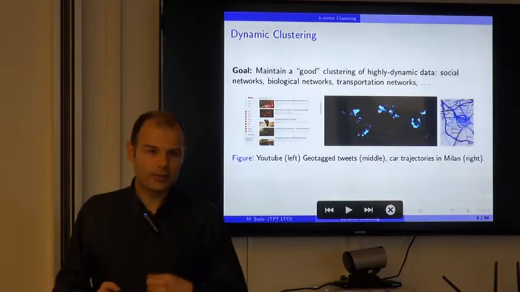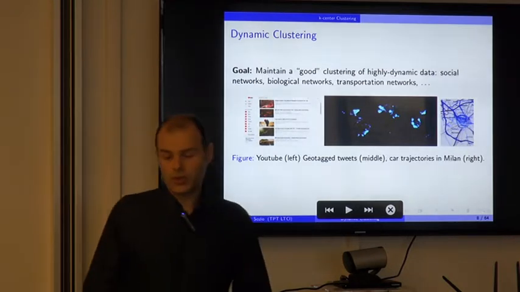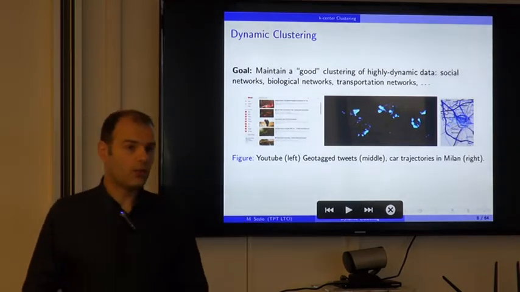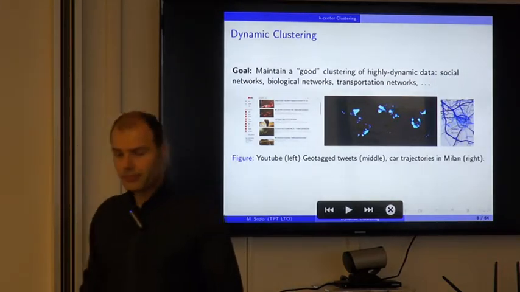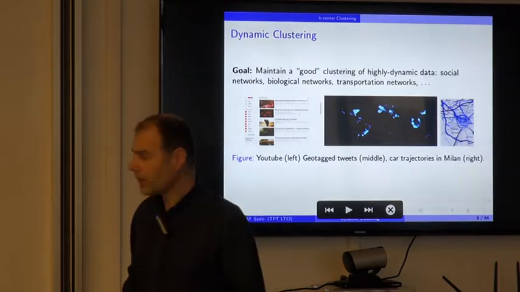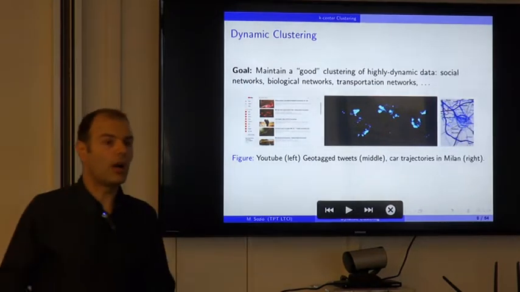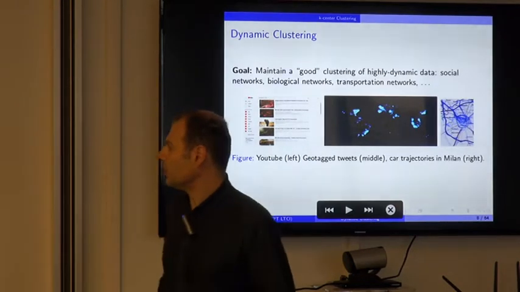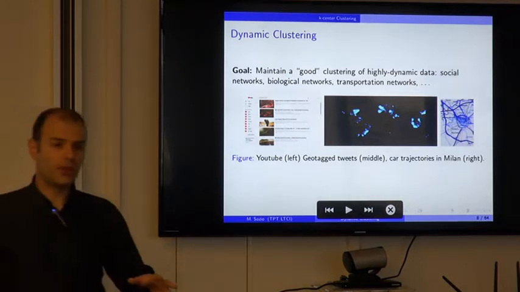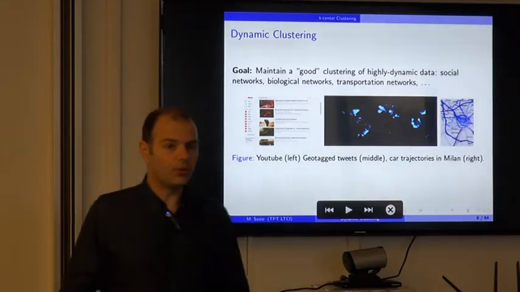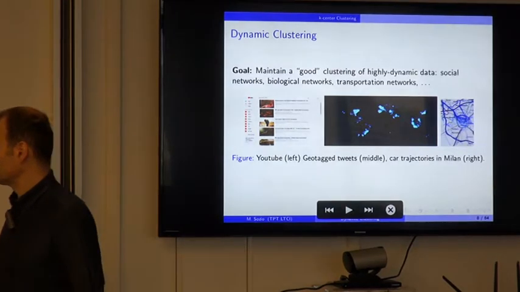So this means that perhaps the problem is not fully understood yet, right? Here we would like to address maybe an even more difficult problem, which is to deal with dynamic clustering. We would like to maintain a good clustering at each point in time in an efficient way, okay? So for example, we would like to cluster YouTube videos as they are generated. We would like to cluster geotagged tweets according to their geographic location where they are produced. Or we would like to cluster, in this case, car trajectories in Milan.